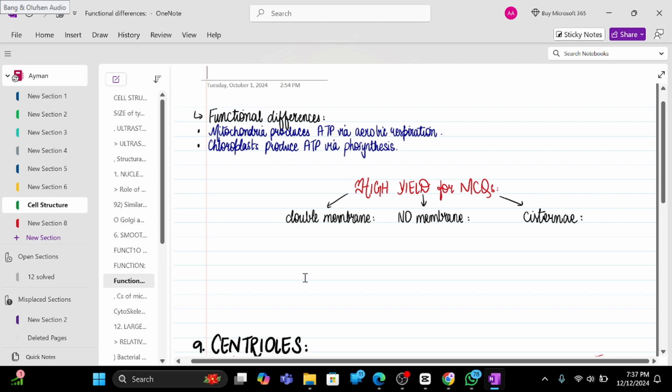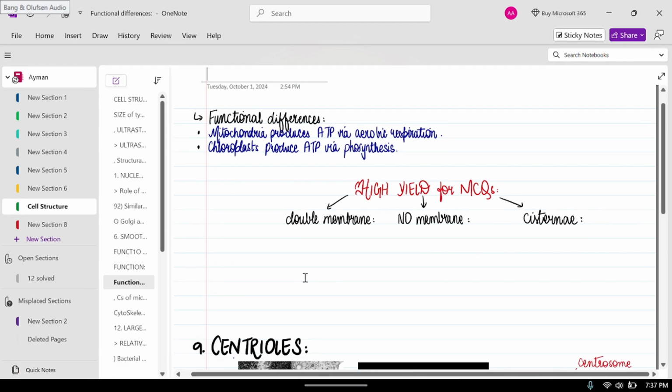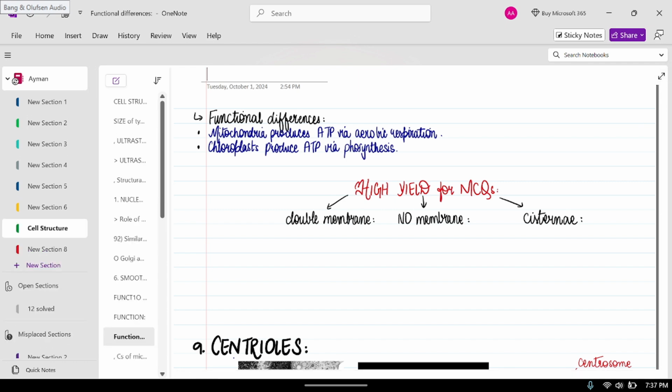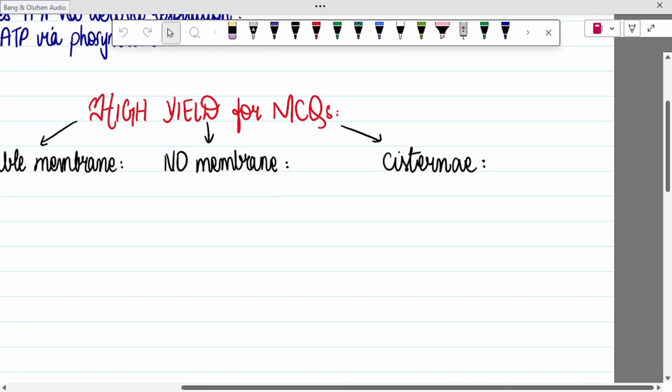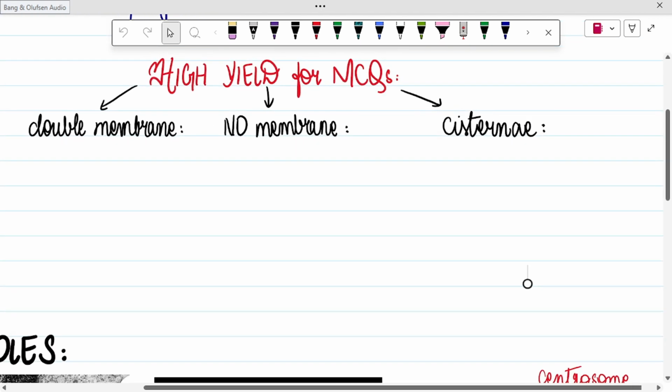So mostly in your paper 1, which is your MCQs, they ask for structures with double membrane or structures with no membrane and structures which contain cisternae. Cisternae क्यों? Because they know कि students tend to mess up cisternae with cristae. So you should know cisternae कहाँ पर होता है and cristae कहाँ पर होता है.